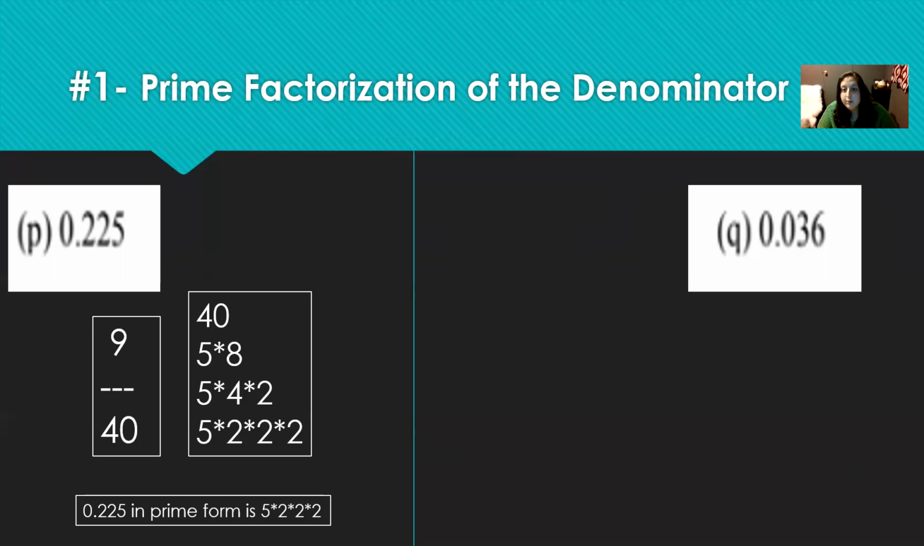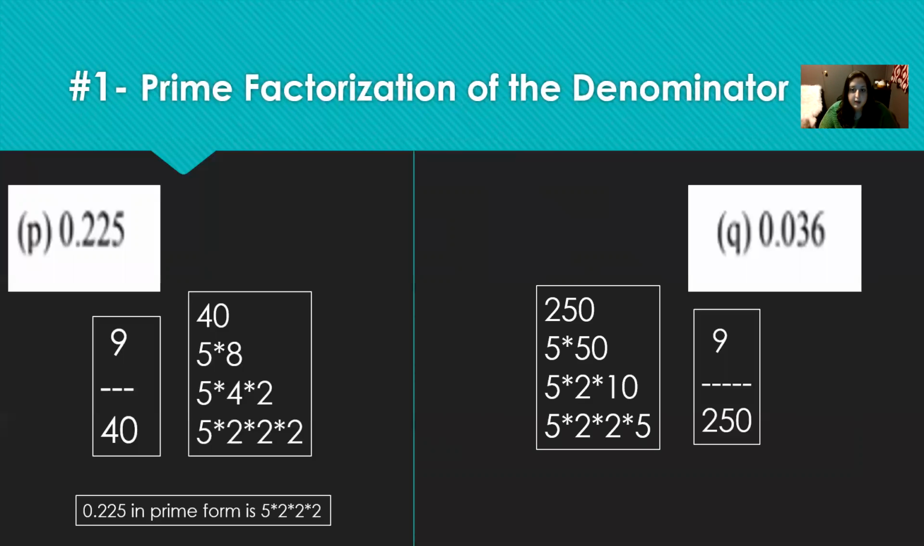And over here we've got 0.036. So we had the fraction for this of 9 over 250. We're going to take that denominator of 250 and break it down into prime form. So we'll start with 5 times 50, and we'll bring down that 5 because it's already a prime number. We'll break down that 50 into 2 times 10. 2 is a prime number, but 10 is not. So we'll bring down that 5 and the 2. And we'll break down that 10 all the way into prime form, which will be 2 times 5. So 0.036 in prime form is 5 times 2 times 2 times 5.